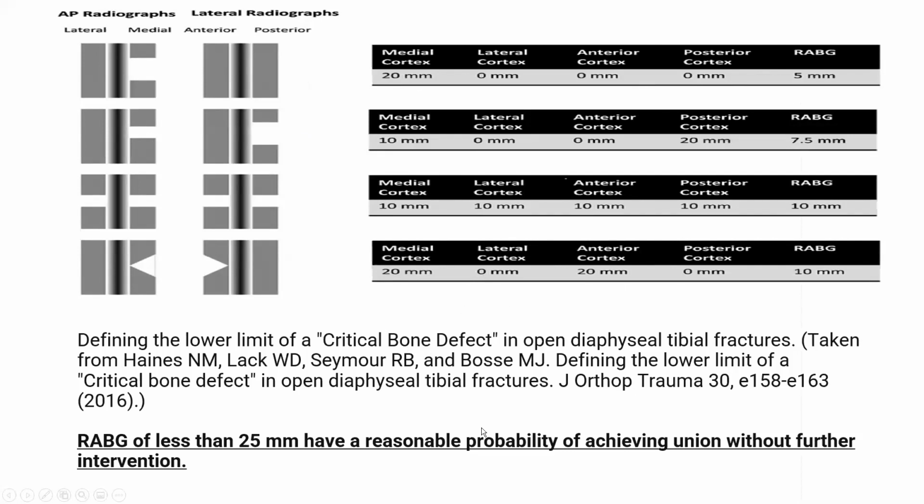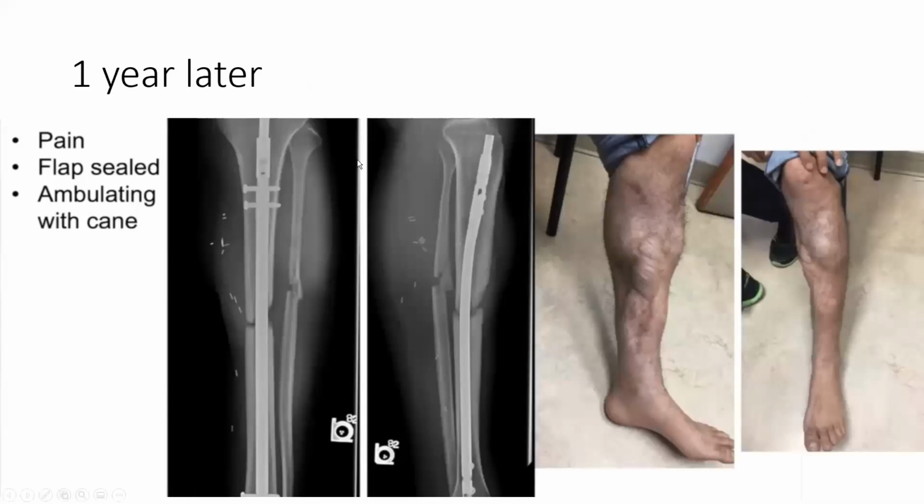Okay, so that's the point. So our patient, 1 year later, has pain. He had an open fracture which was flapped, flap sealed. The patient is ambulating with a cane, with a painful or antalgic gait. Let's go back to the fracture. What you notice here is that there is actually resorption of the edges. It might seem less than before, but actually it's not.